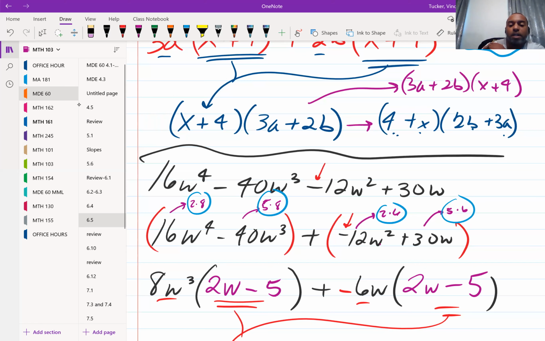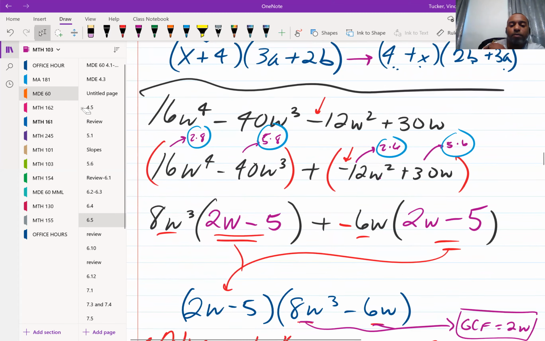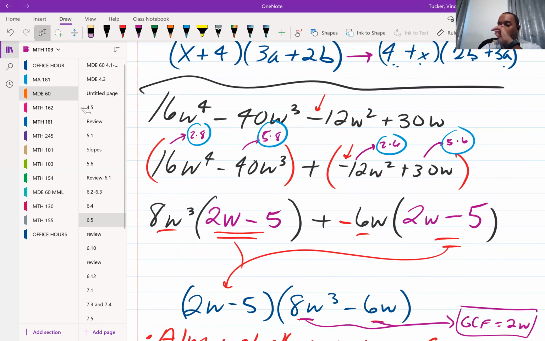So we have 2W minus 5 that's in common with both. Bring that out front. Then what's left is 8W cubed minus 6W. Any problems? Any problems?